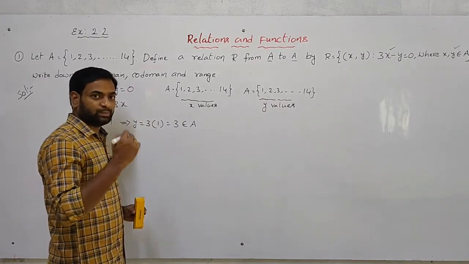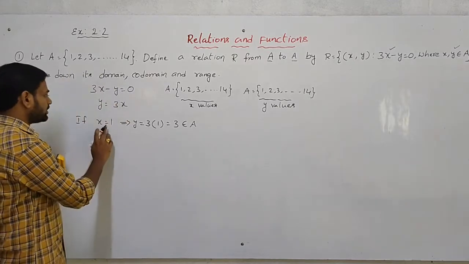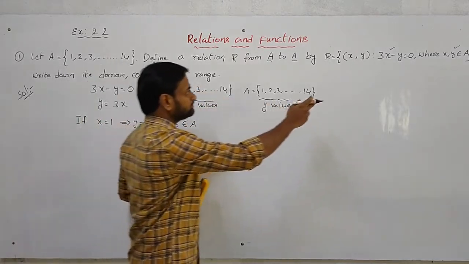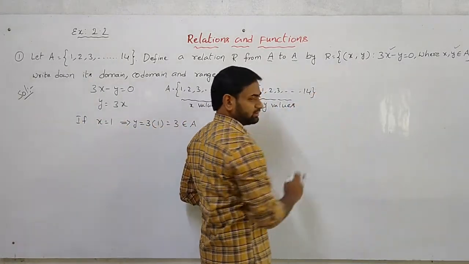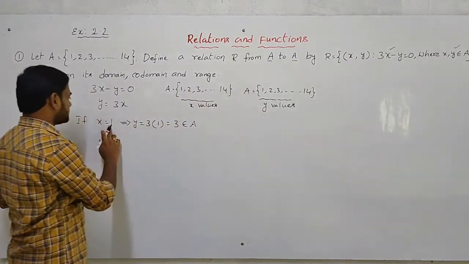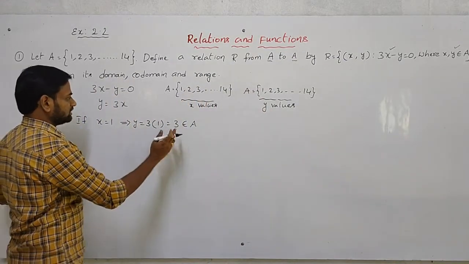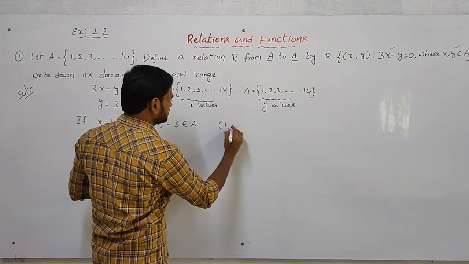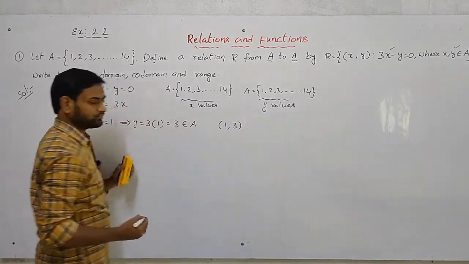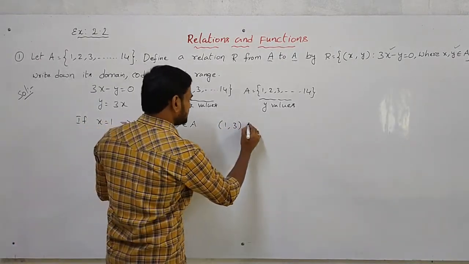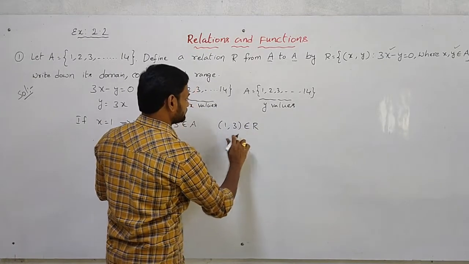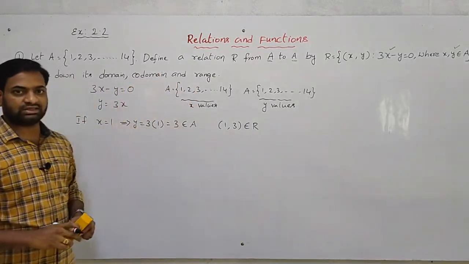Now we can take the ordered pair. What is that? x, y. Now what is x, y? 1, 3. The ordered pair is 1, 3. So 1, 3 is in the relation.